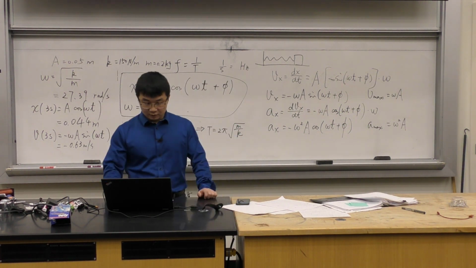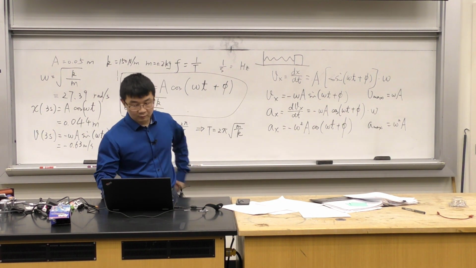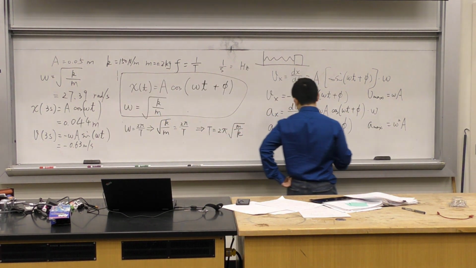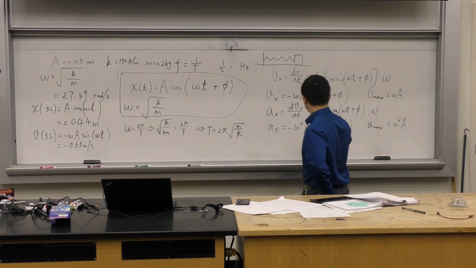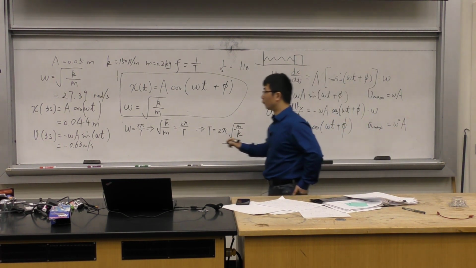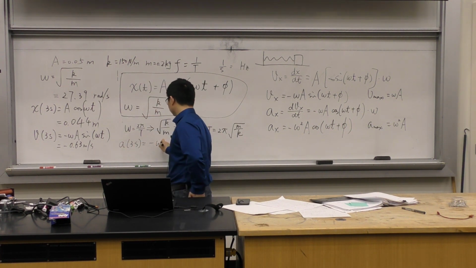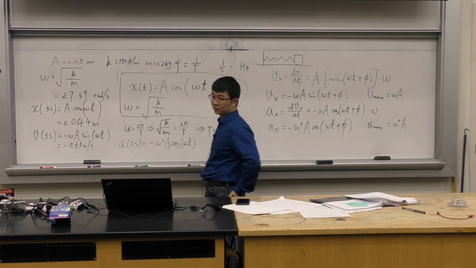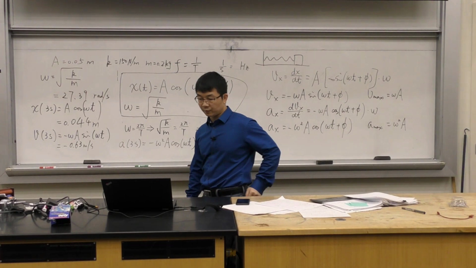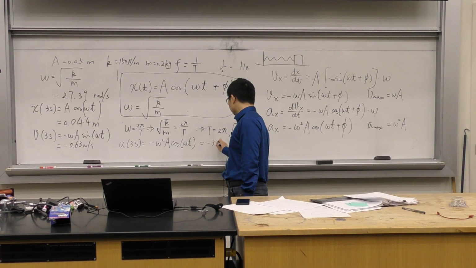Okay? Now, what is next? Next, find the acceleration of the block. First of all, take the derivative of this function, you will get this. That's what you need to know. And then, again, just plug numbers in. So the acceleration at 3 seconds is negative omega squared A cosine omega t. In this class, we don't need to worry about the phi because we're always going to make the phi 0. You plug all the numbers in, you should get negative.